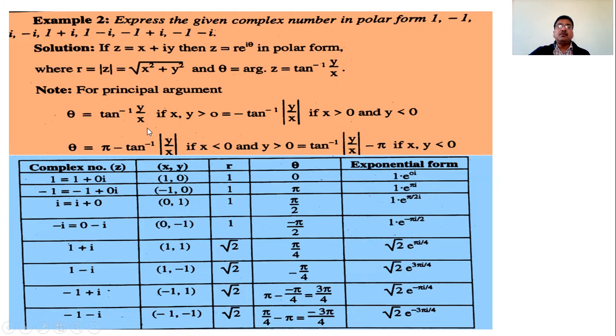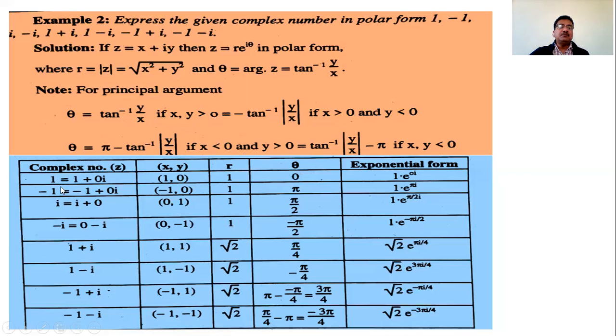So these are the formulas to determine the principal argument. For example purposes, use this formula. The definition of principal argument is: argument of z is tan inverse y by x, and it lies between minus pi and pi. But in order to find the actual principal argument, use these four formulas. Use the first formula, tan inverse y by x, if both are positive. Use this formula if x is greater than 0 and y is less than 0. Use this one if x is less than 0 and y is greater than 0. Use this one if both are negative.